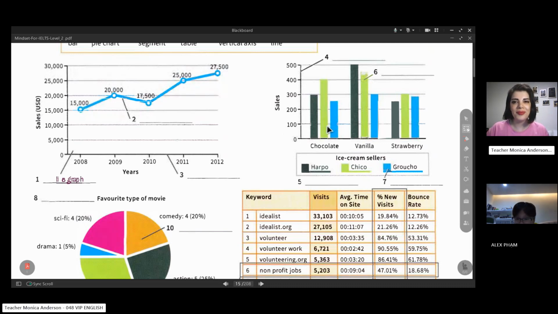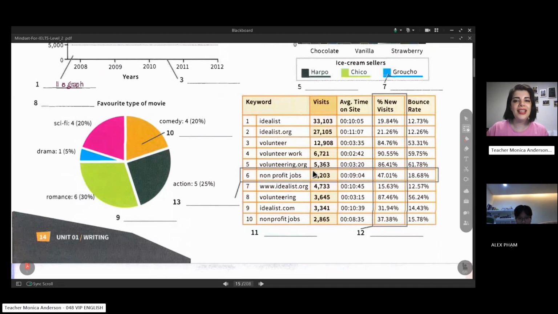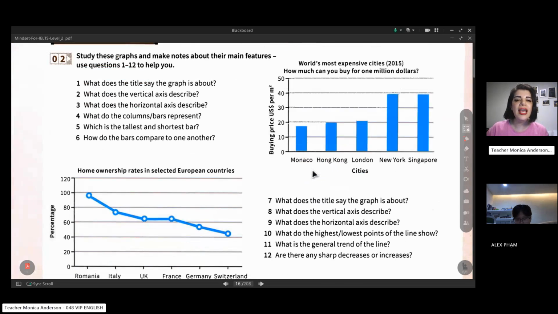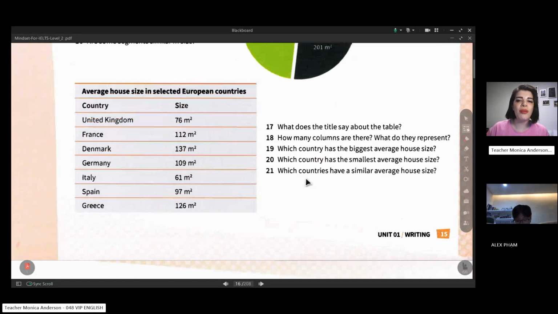I don't know how to say it. It's a bar chart, and they are bars. Okay, and this is a bar chart. And this one, a pie chart, of course. And this one is a table. Yeah, of course, it's a table. And we have map and process that we will talk about later.